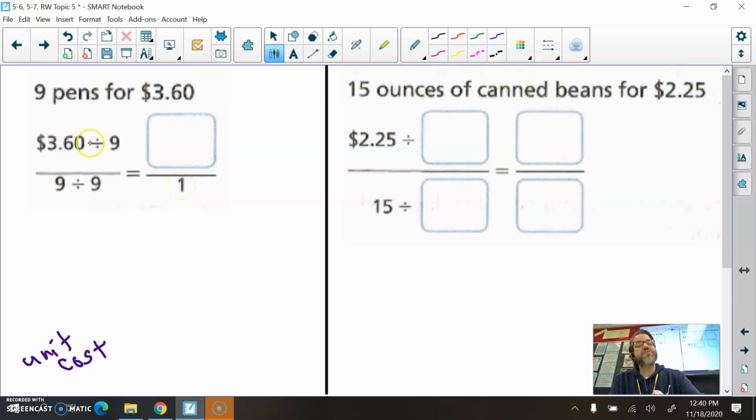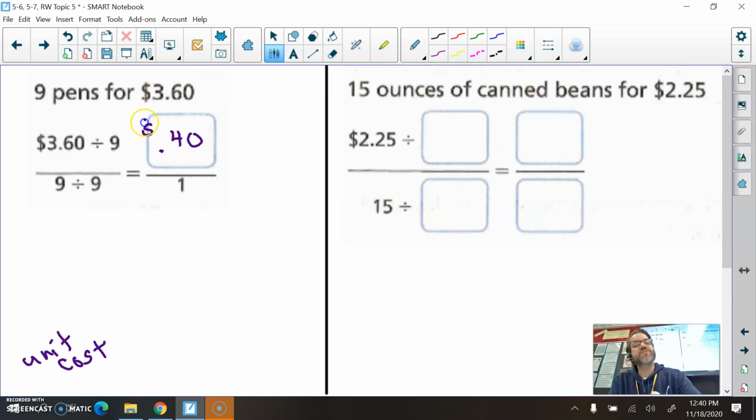And that means I also do the same thing to the price, divide it by 9. And if you take $3.60, oh, by the way, good news today. If you want to use calculators, you may. But I bet some of you could do this mentally. 9 goes into 36 4 times. Okay, so $3.60 divided by 9 would be 40 cents.